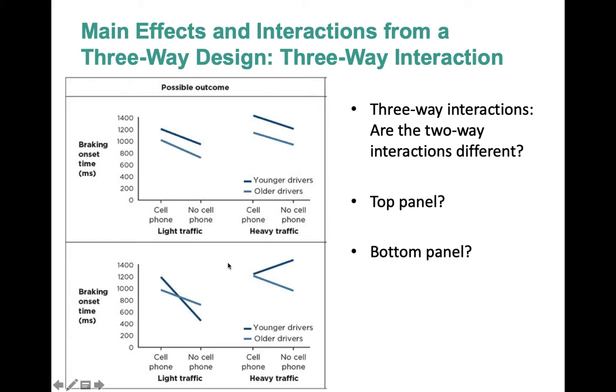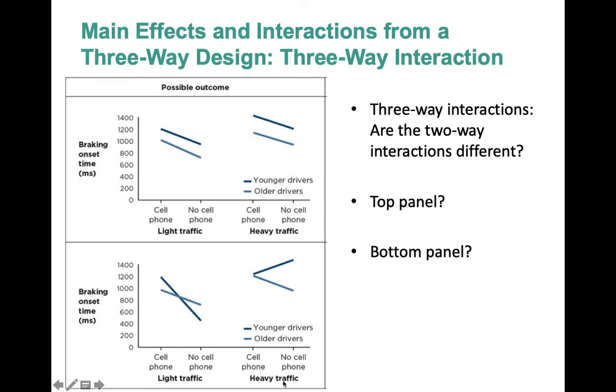What about in this bottom graph? Clearly there's interactions, right? Here we've got a crossing interaction where whether or not young drivers are slower to brake than old drivers depends on cell phone, okay? So younger drivers are slower to brake than older drivers when using a cell phone, but they're quicker to brake than older drivers when not using a cell phone when there's light traffic, okay?